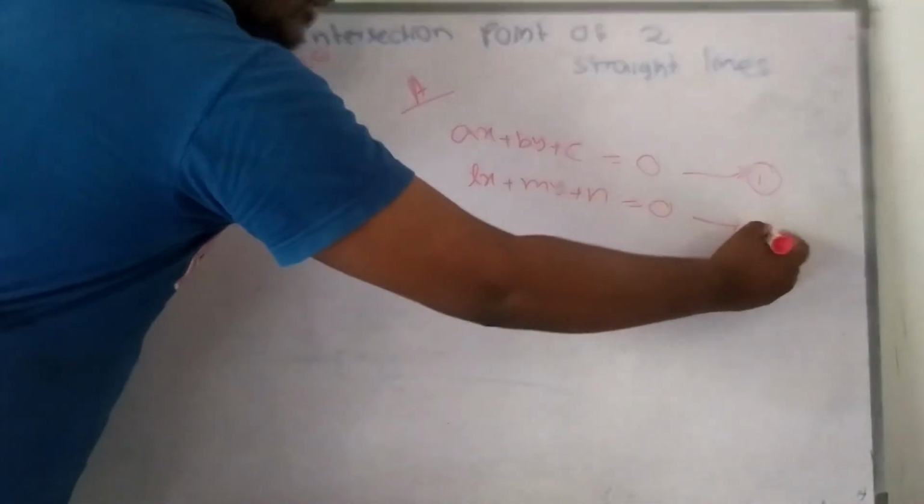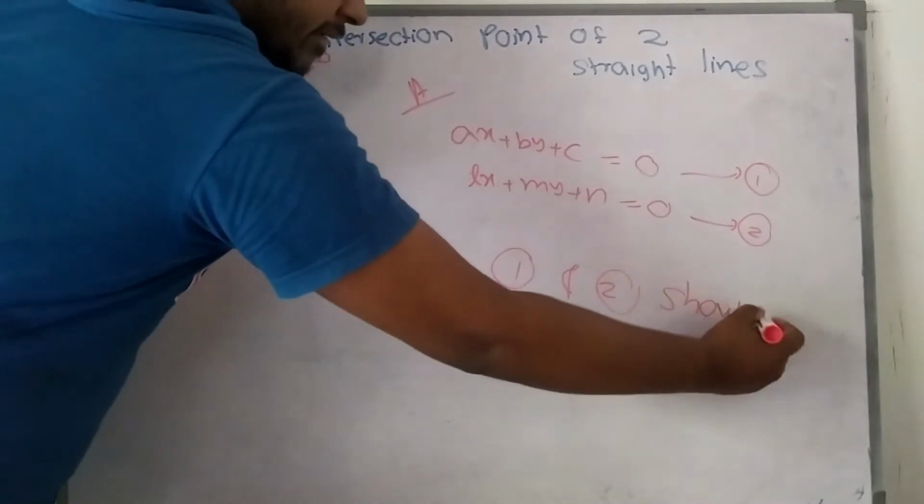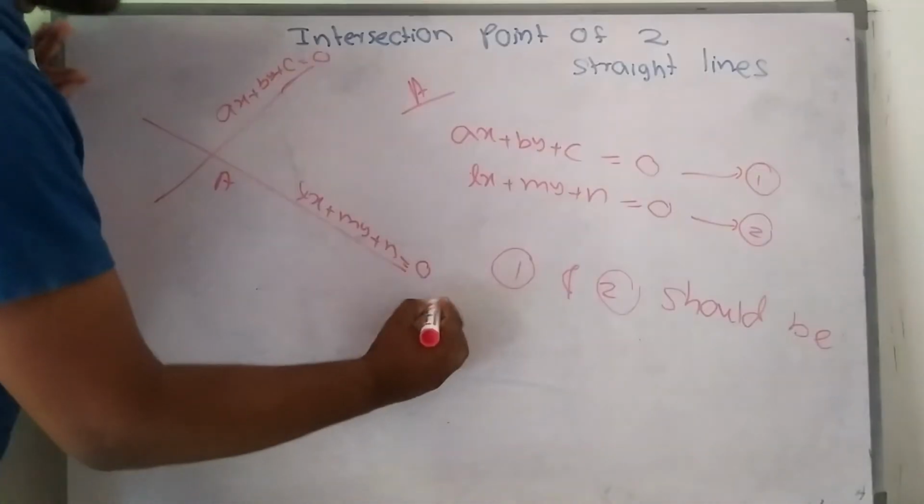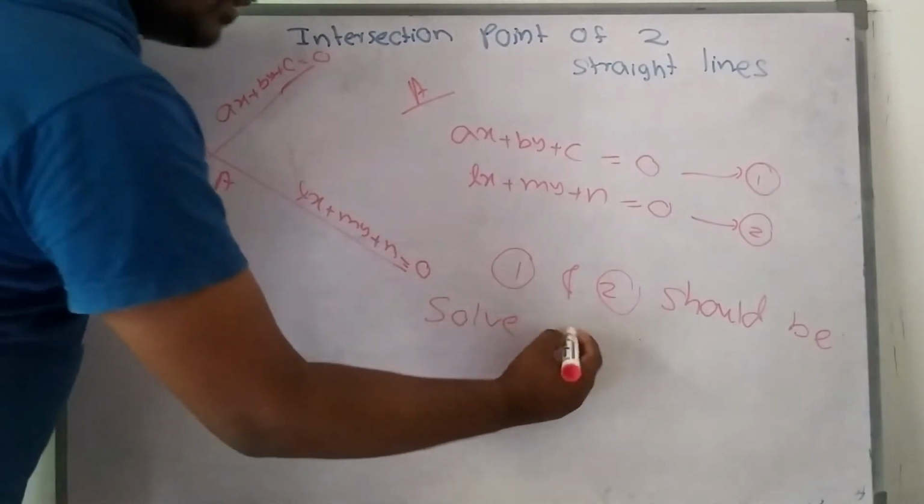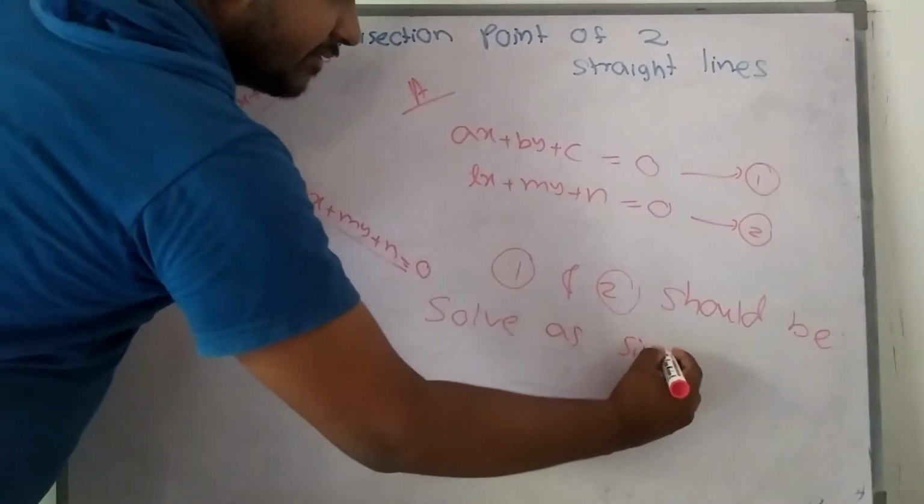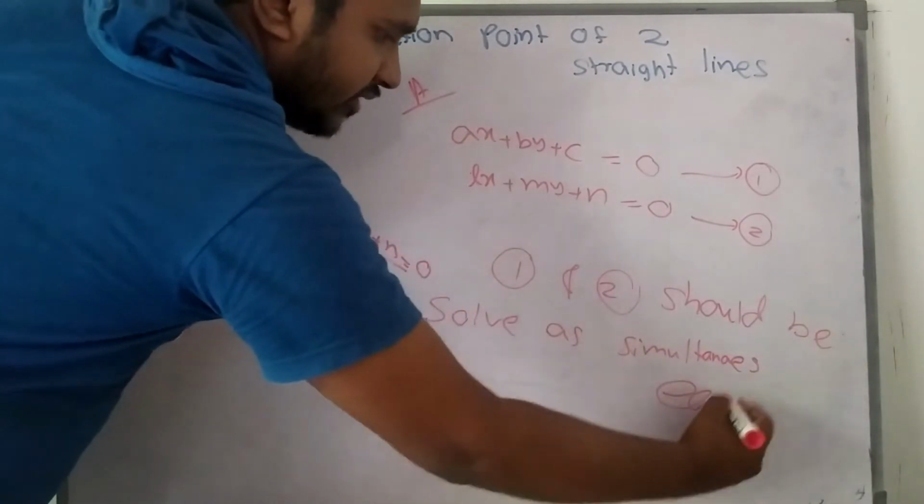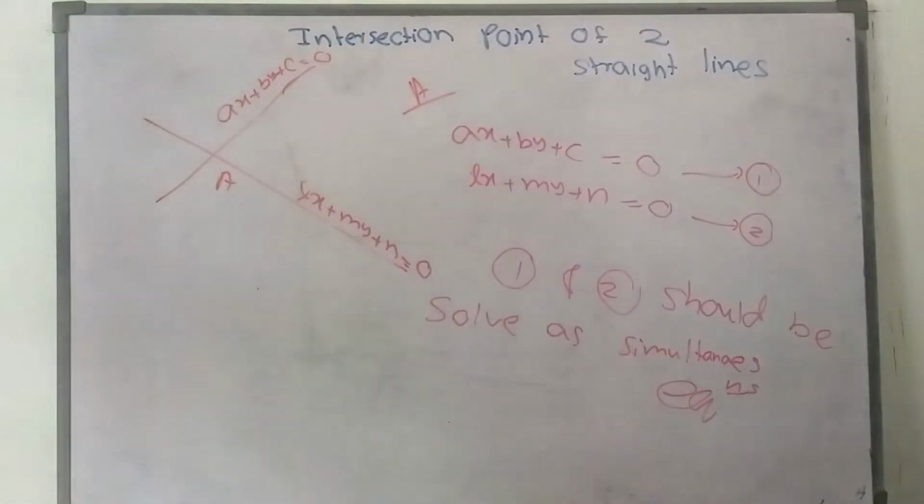Equation number 1, equation number 2. You have to solve 1 and 2 as simultaneous equations, so you will get the coordinates of the intersection point.